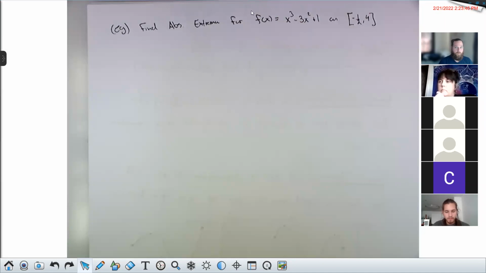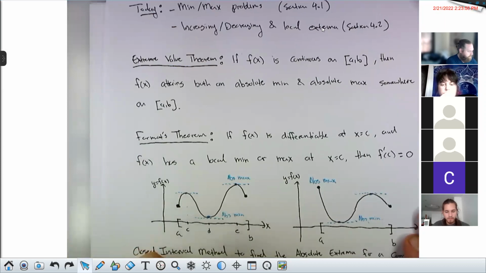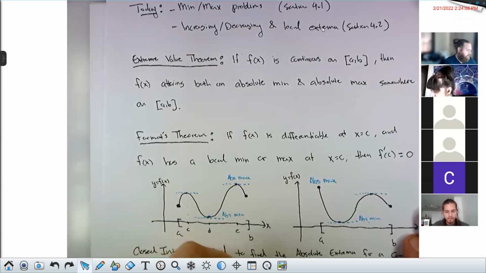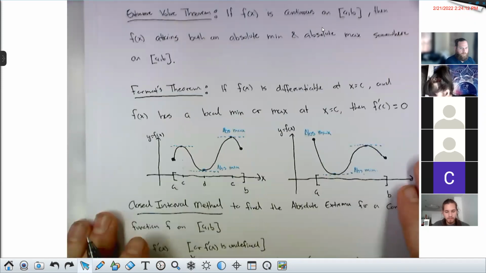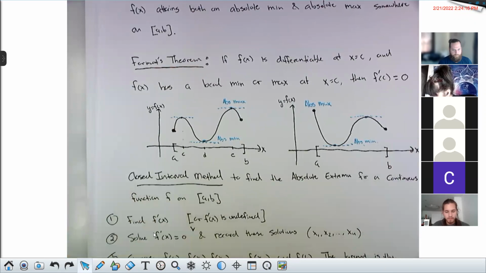So following our closed interval method, we're going to take the derivative here, figure out where it is equal to 0. There's a little catch here. We're not only interested in places where f prime is 0, we're also interested in places where f prime of x is undefined.